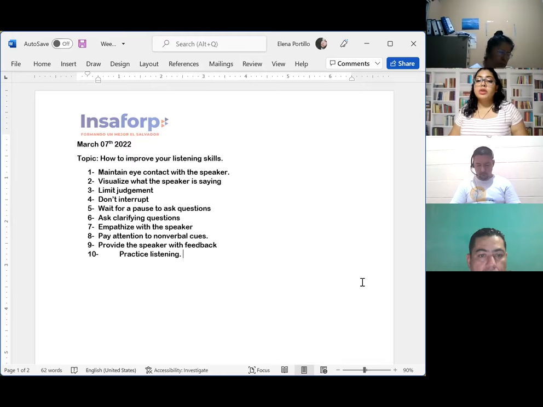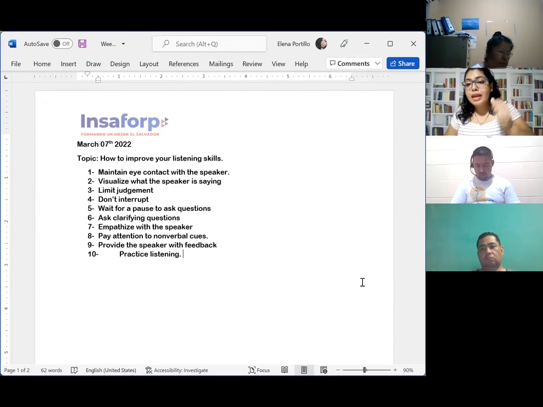But in the case that we are going to use the information that someone is giving to us, we can make a mental map about the most important points of the conversation. Because maybe we need that information to create some documents. Maybe we need that information to give an advice. Or we are going to use that information to create some presentation or something like that.